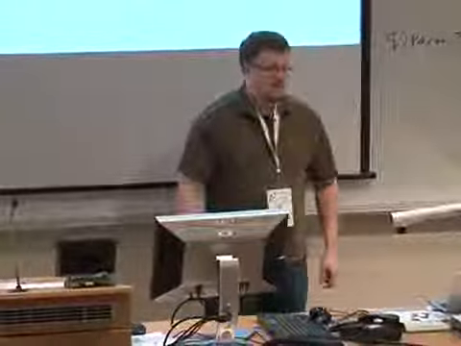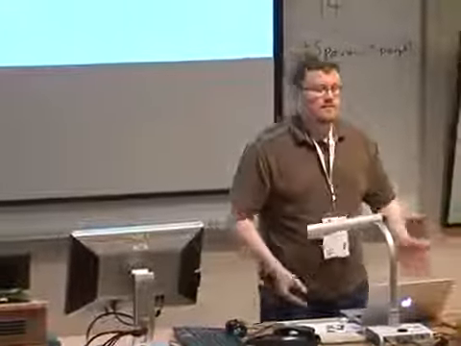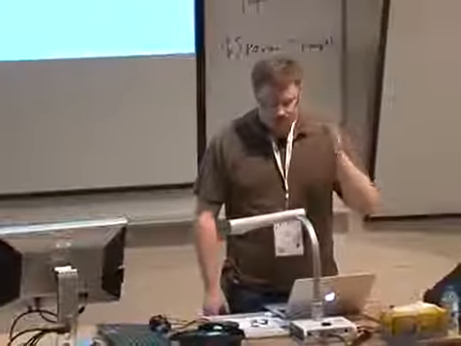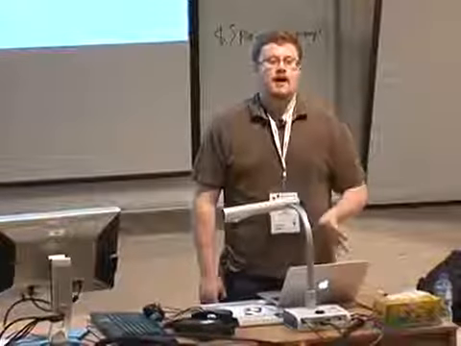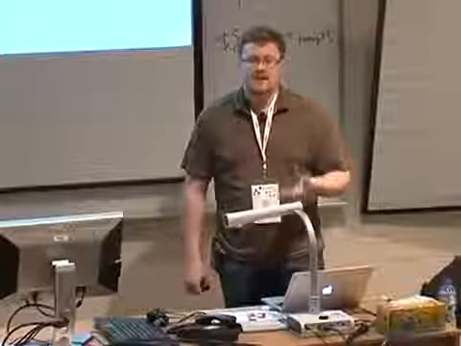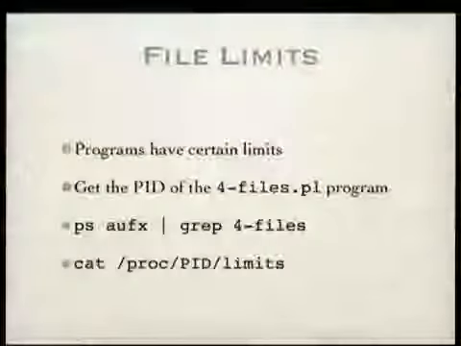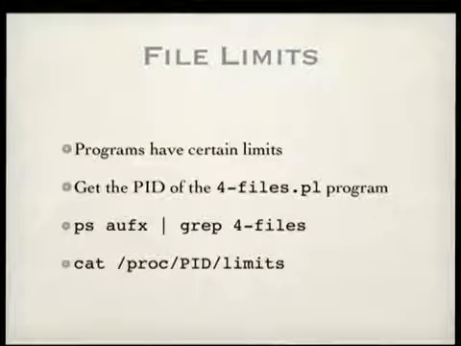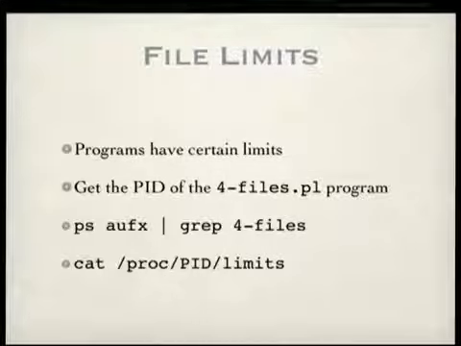So let's talk about file limits. We all know what files are, so I'm not really going to talk about that. But when a program wants to open a file, it has to talk to the kernel. It has to say, hey kernel, here's a file name, I want to open that. The kernel then returns what's called a file descriptor. It's a number. It'll say, all right, your handle is number 7. You've opened the file /etc/passwd. It's handle number 7.